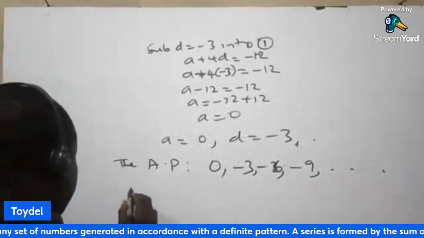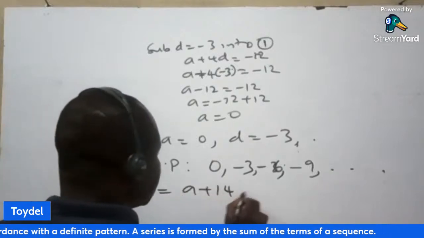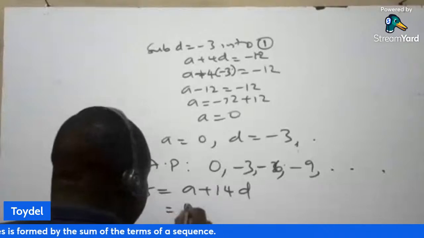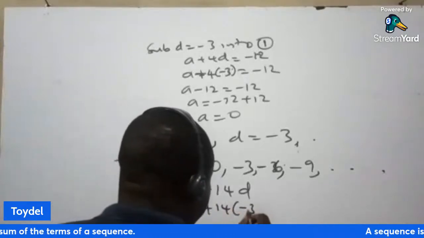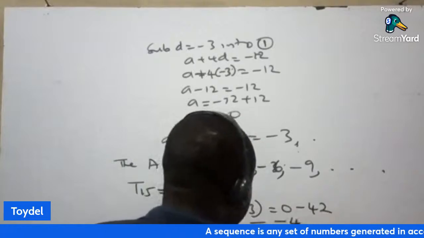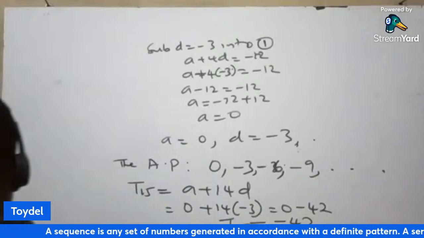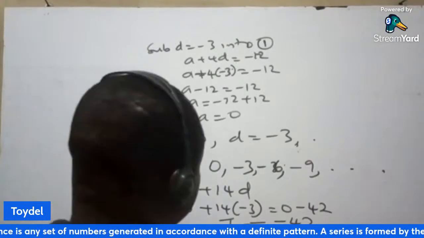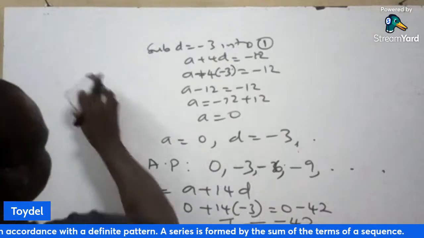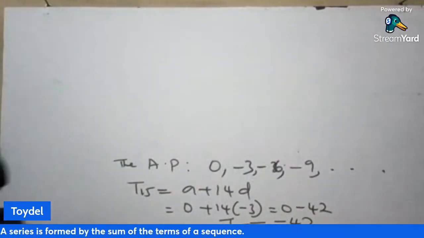So the question now says that we should find the 15th term, T15. T15 will be a plus 14d from the formula to find the nth term of an arithmetic progression. Then here I'm going to get 0 plus 14 into bracket minus 3. That is 0 minus 42. Then T15 will now be minus 42. So the 15th term in this case is given as minus 42. So that is about the nth term of an arithmetic progression.